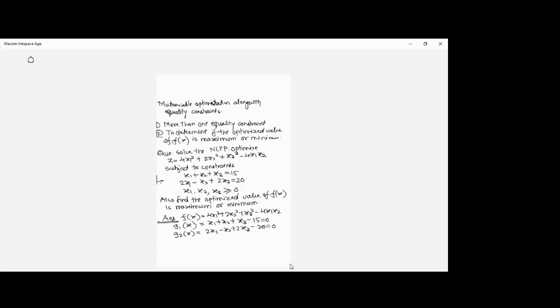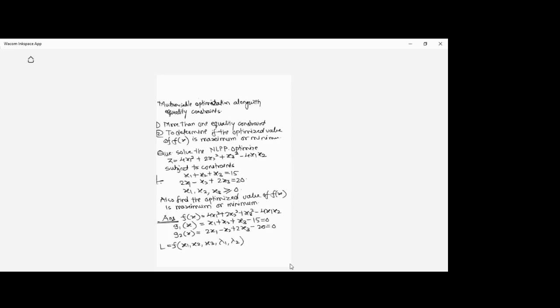Now what we are going to do is frame out the Lagrangian function, which is given as f of x1, x2, x3. Yesterday we had only one constraint, so we had used only one Lagrangian constant, that is lambda 1. But now here there are how many? There are two constraints. So we are going to use two Lagrangian constants, that is lambda 1 and lambda 2, right?